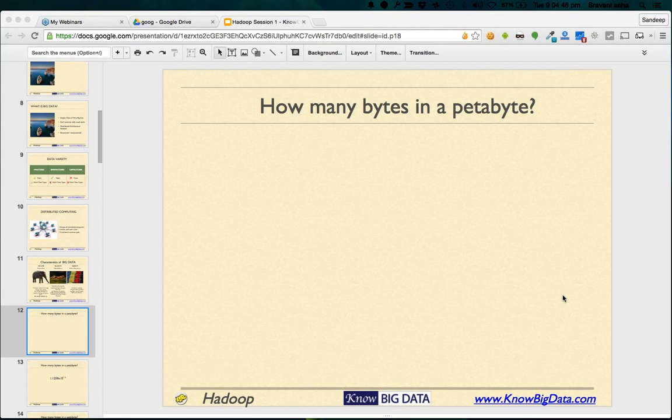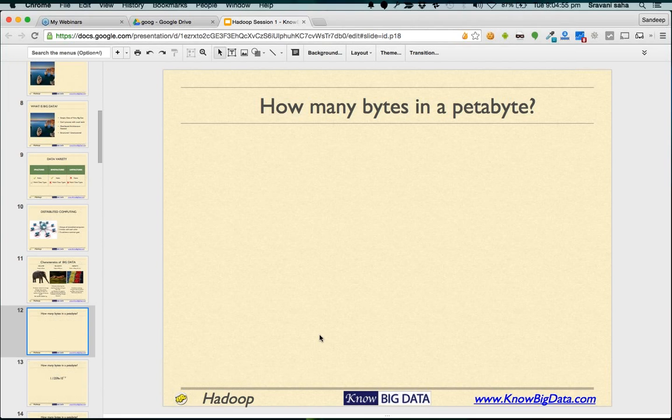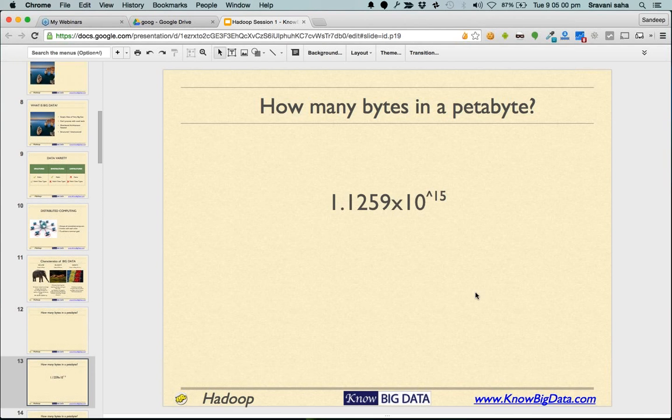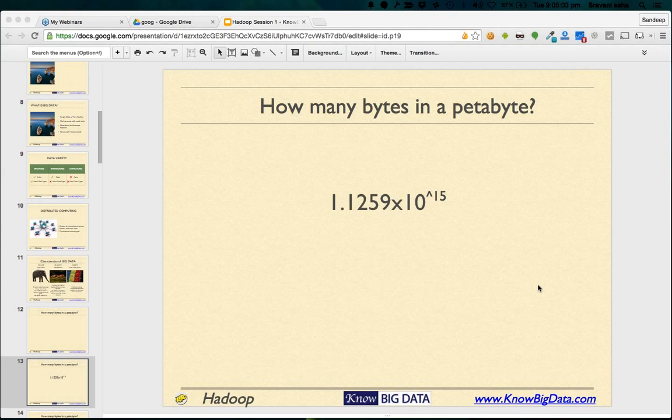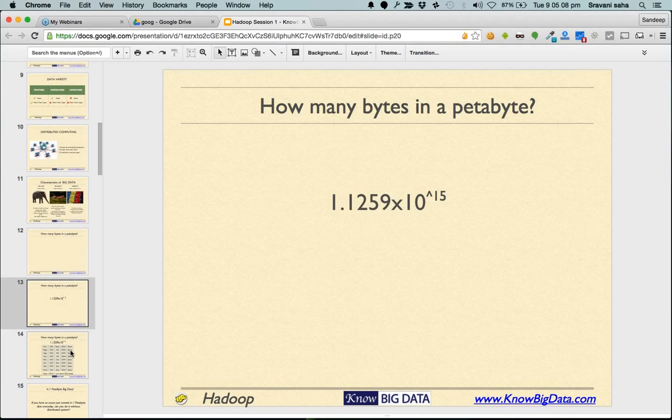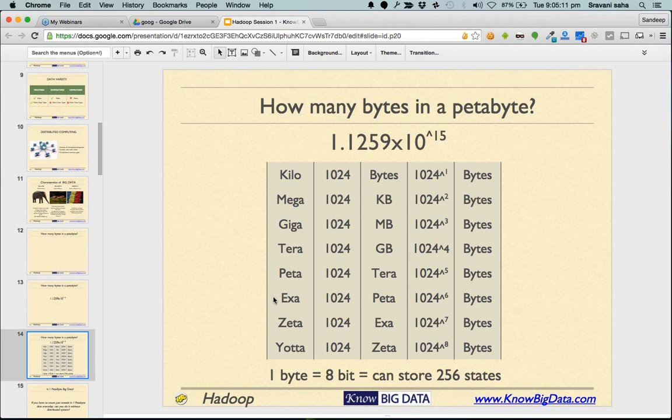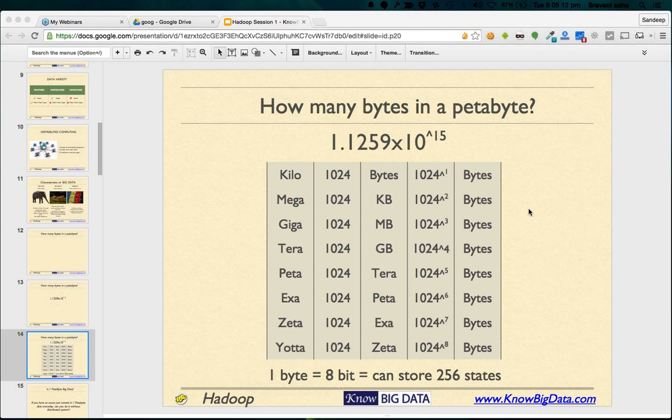Okay, Sekhar is saying 1024 to the power 5. Interesting. Great, so you all are right. So it's around 10 to the power 15, meaning having 15 zeros.